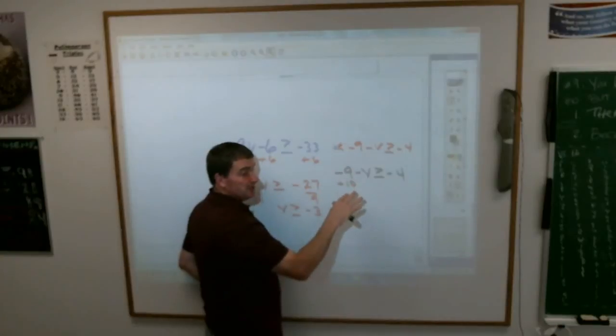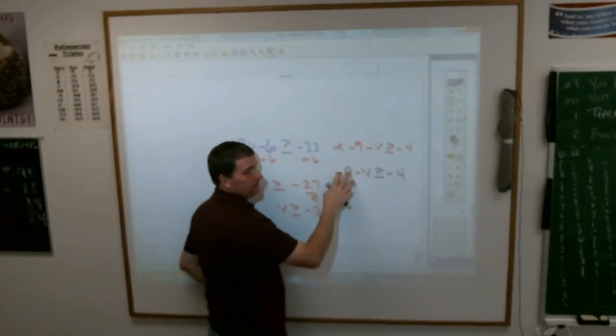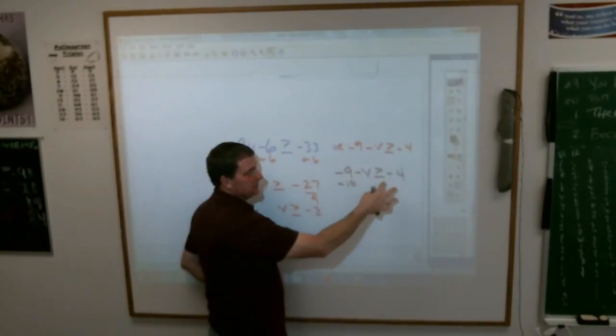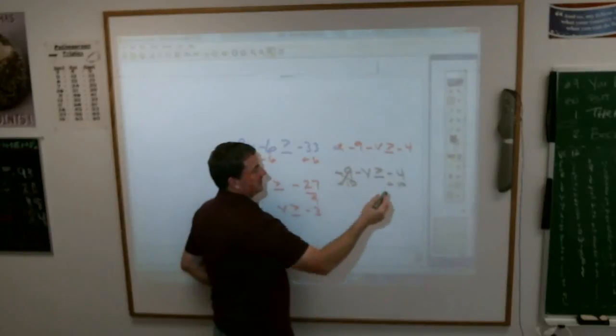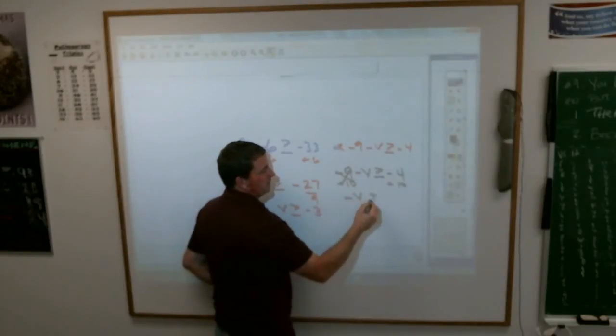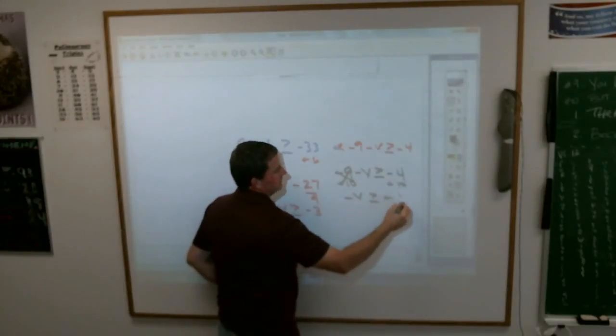Now, no, I'm not changing the sign on this because this is not the variable. I can add or subtract without changing signs. It's only when I divide or multiply by negatives, which is what I have to do here. So I add 10, it's okay, I don't change signs yet. I have a negative V is greater than or equal to positive 6.